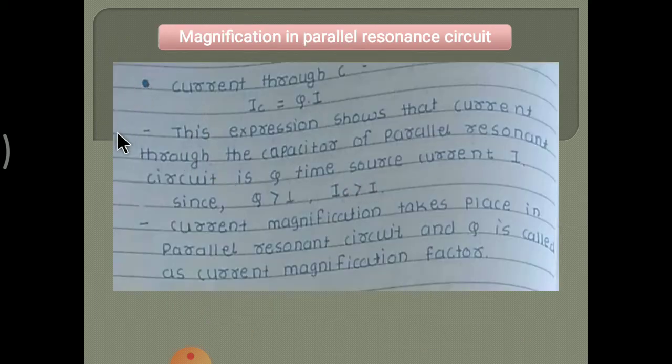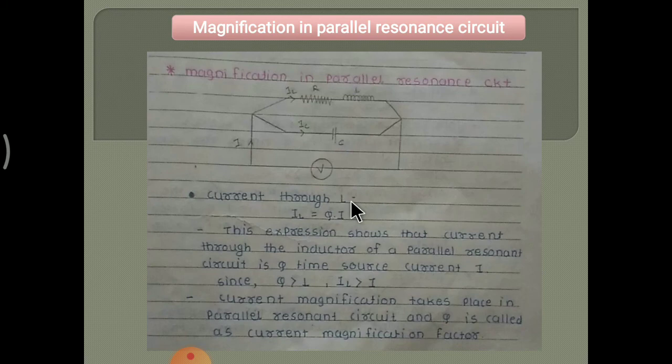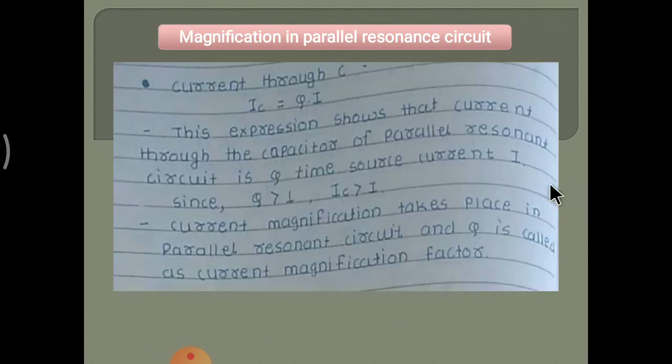Then current through L, we can see current through L. And now current through C. IC is equal to Q into I. This expression shows that current through the capacitor of parallel resonant circuit is Q times the source current I.